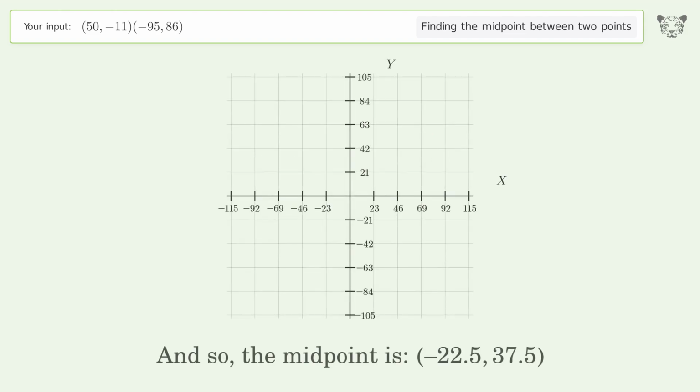And so, the midpoint is negative 22.5, 37.5.